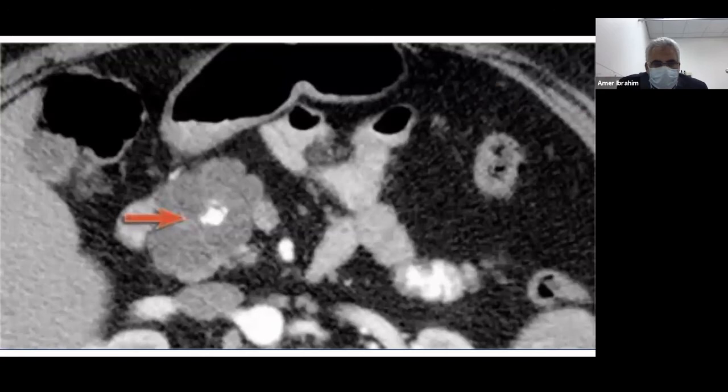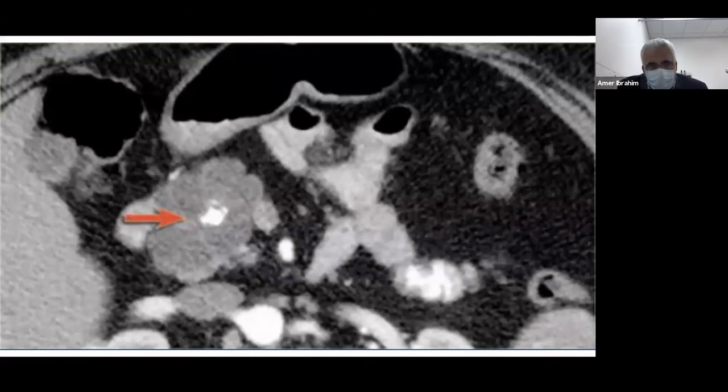These lesions sometimes have a central calcification, as we see in this CT scan. In this CT scan, we see a lesion which is multilocular, a lesion which has multiple cystic lesions, but the center of it has calcification, and this red arrow is showing where the calcification is. And this is a feature of cystadenoma.